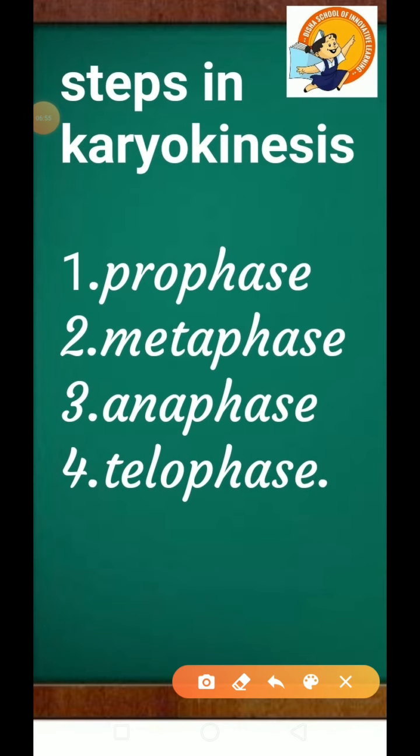Now, again further, we have seen that mitosis is completed in 2 steps: one is karyokinesis and the second is cytokinesis. There are 4 steps of karyokinesis. The mitosis takes place in the somatic cell.